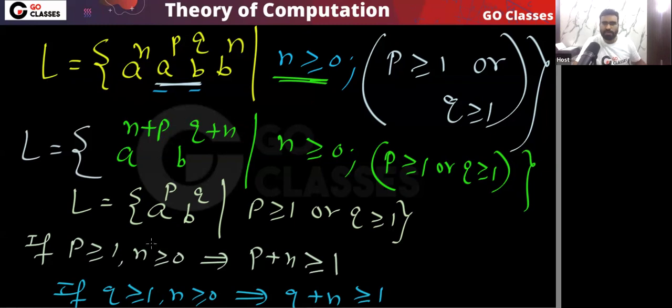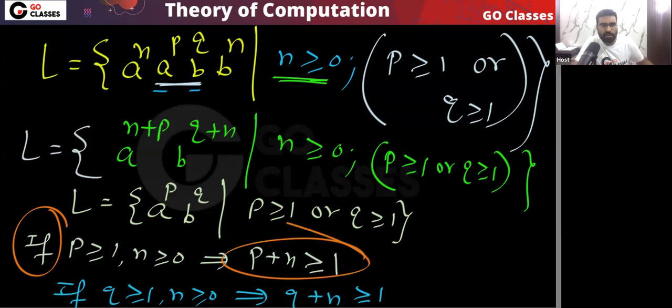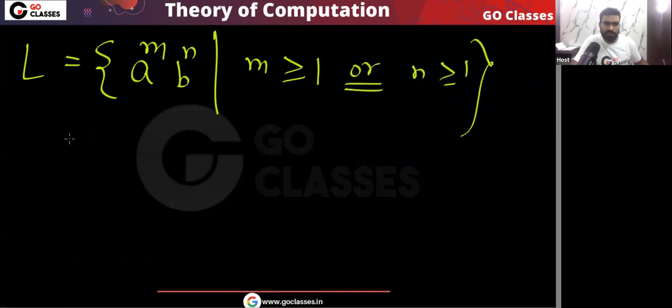Is this clear? Please tell me. If p is greater than or equal to 1 and n is greater than or equal to 0, then p plus n will be greater than or equal to 1. If q is greater than or equal to 1 and n is greater than or equal to 0, then q plus n will be greater than or equal to 1. So finally, the language will be this. And tell me, is this language regular? The final language that we are getting is a power m, b power n, where either m is greater than or equal to 1 or n is greater than or equal to 1.